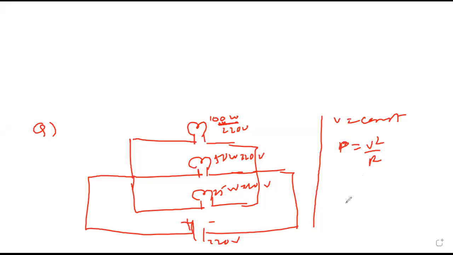Okay. Yes, sir. Once again, see. This I got condition. I want iska resistance. Suppose this is R1, this is R2, this is R3. So 220, resistance will be V square upon P for this. This is V square upon P, V square upon P. So power is minimum here, resistance is maximum for third one, correct?